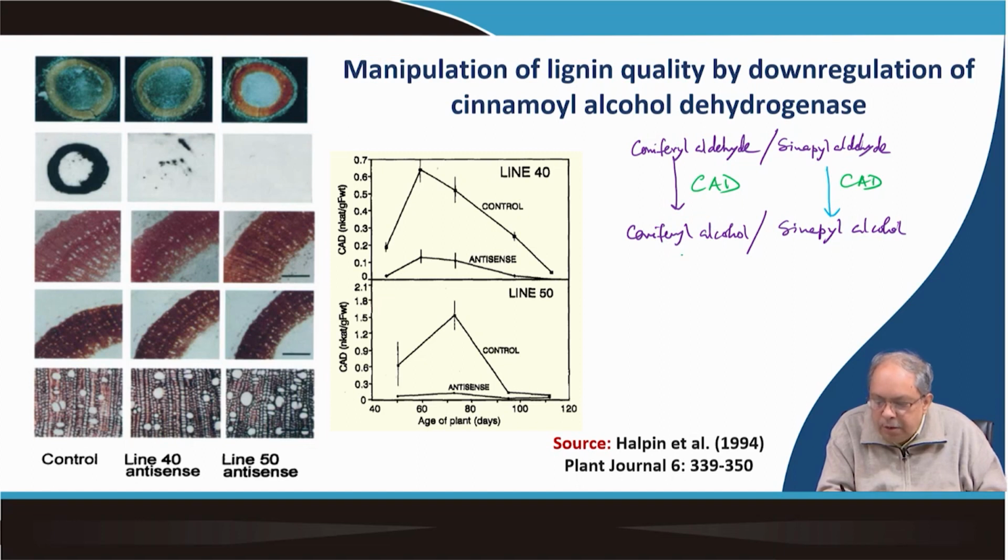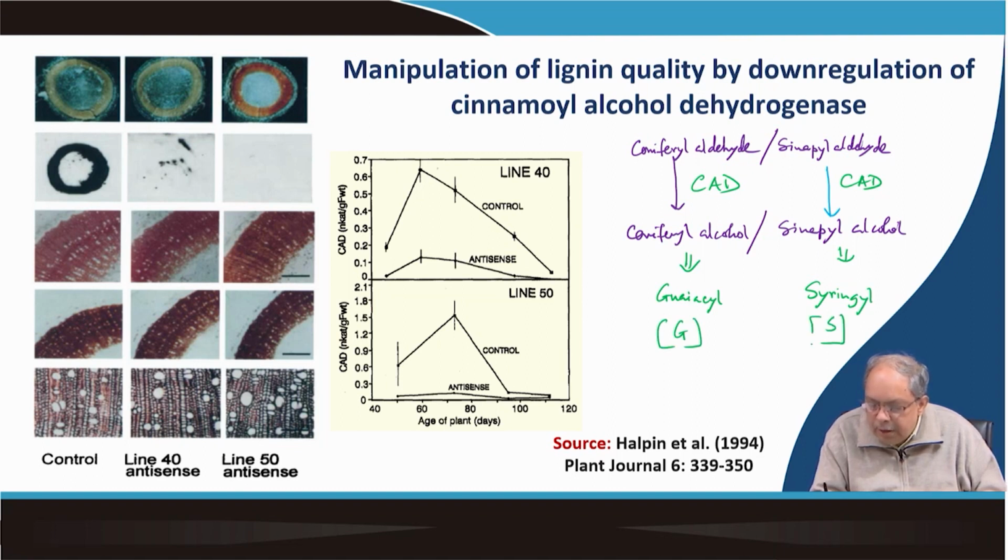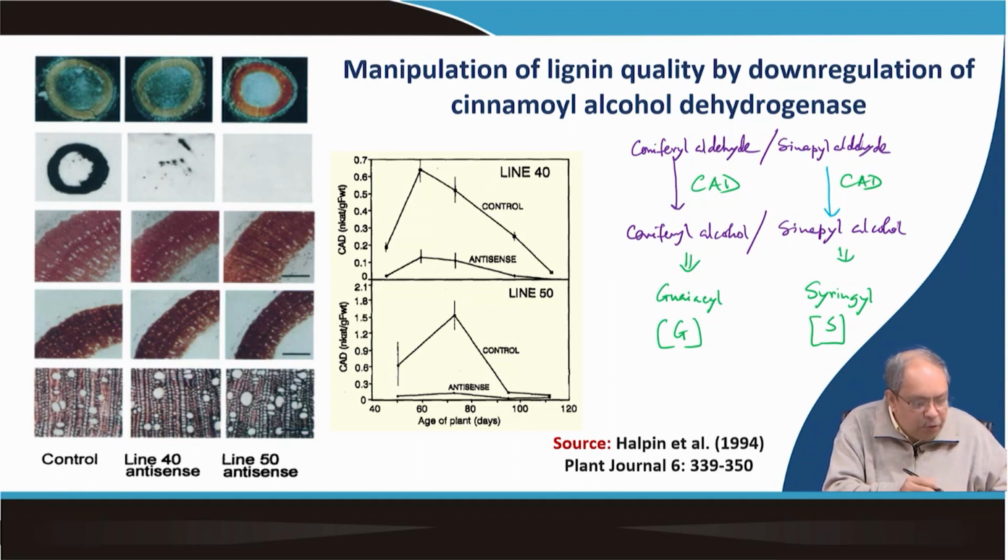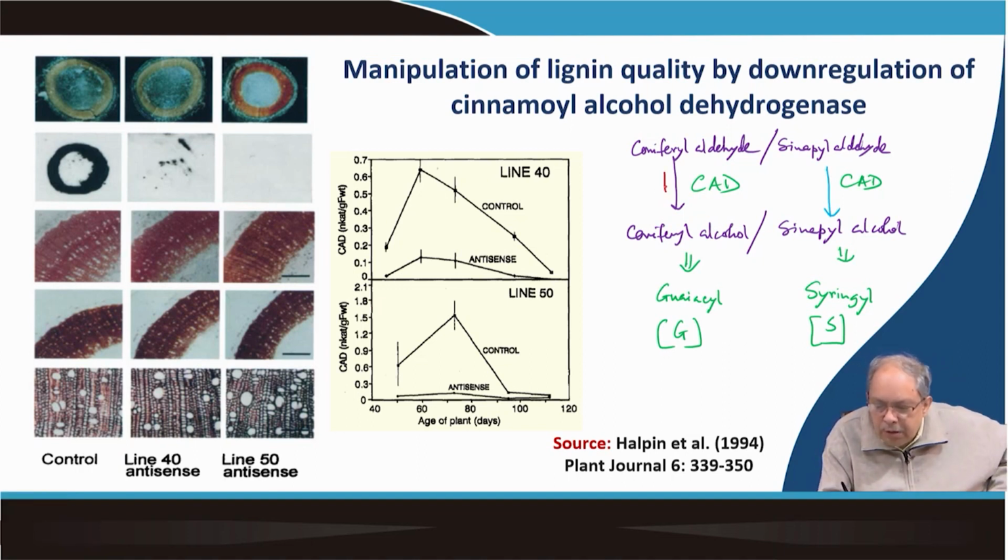and if the lignin is dominated by this, it eventually makes the guaiacyl, and this makes the syringyl component. So, it is G and this is S. The S to G ratio is important for the lignin quality and also for delignification issues. What they have done here is, the model plant used was tobacco, and they down regulated the gene by using antisense expression of this CAD.